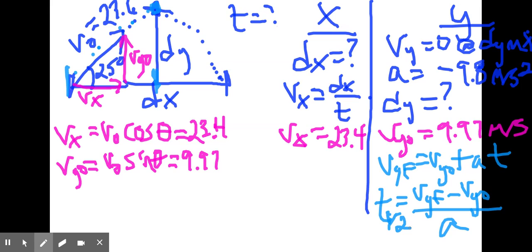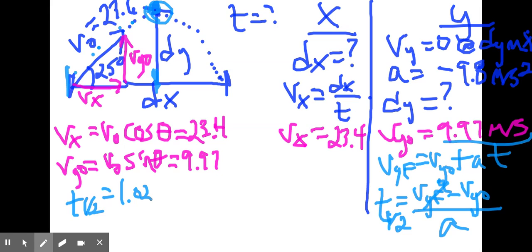So if we're looking at Vy final, that is going to be your velocity up at the top here. So that's going to be 0. So we can get rid of that. And then Vy naught is our initial velocity. It's this guy right here. So we have negative 9.97 divided by negative 9.8, and that gets you a time 1/2 of 1.02 seconds.